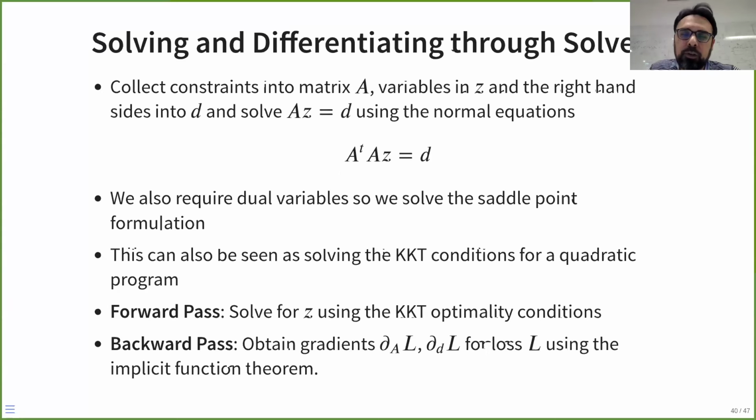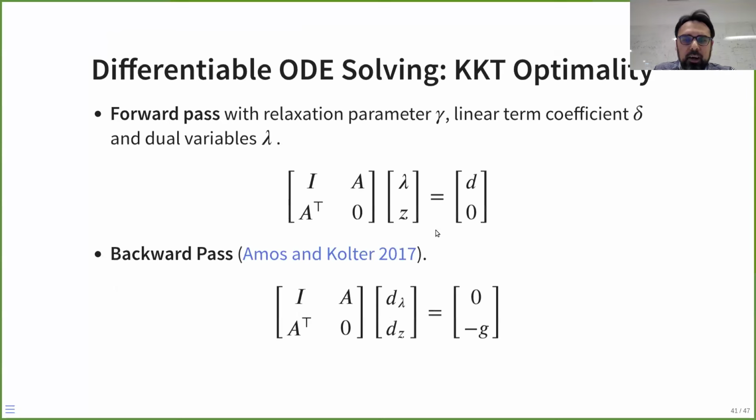However, because we want to differentiate through these, we also want the dual variables. So we solve a saddle point formulation of the least squares problem. You can also think of this as solving the KKT conditions for a quadratic program. So in the forward pass, we solve for Z using the KKT optimality conditions, and in the backward pass, we obtain the gradients relative to A and to D, so the matrix A and the vector D, using the implicit function theorem. Essentially it boils down to solving these linear systems: the first one in the forward pass and the second one in the backward pass.